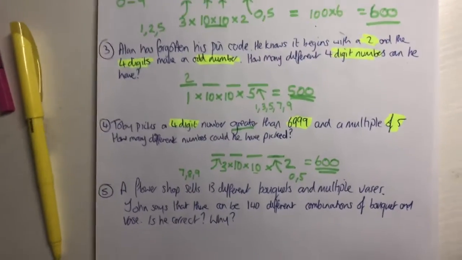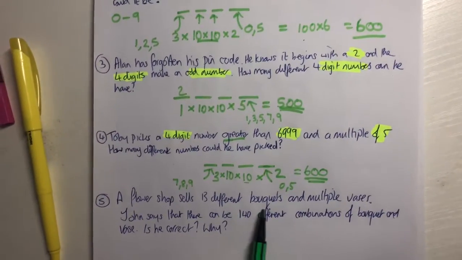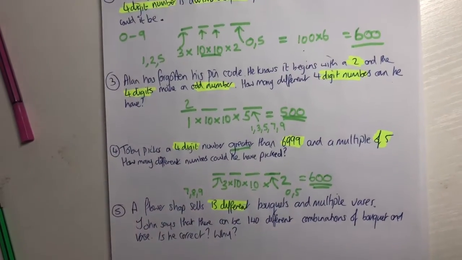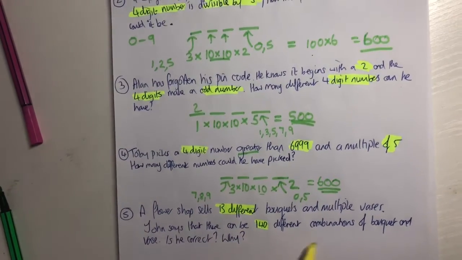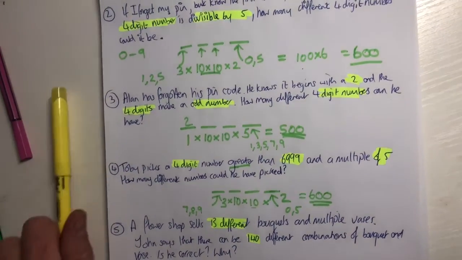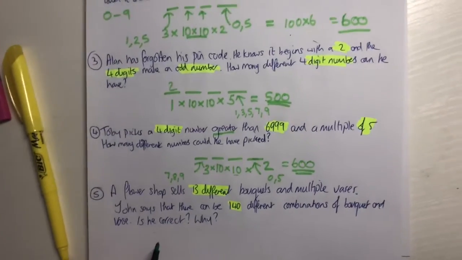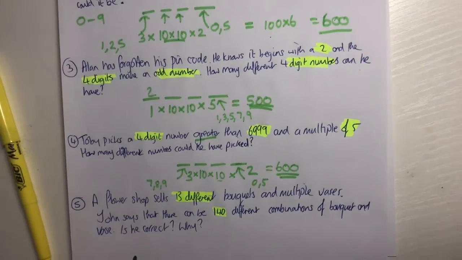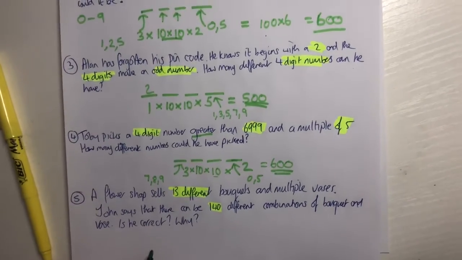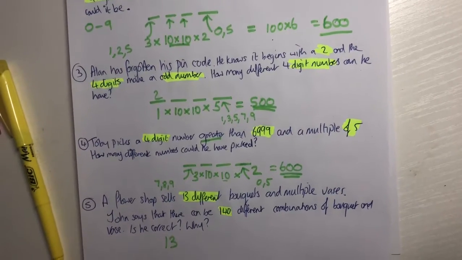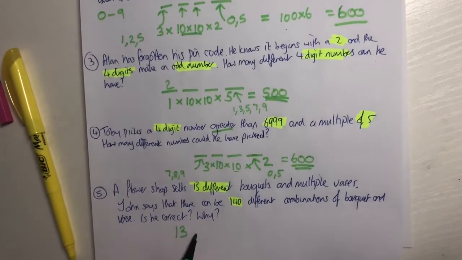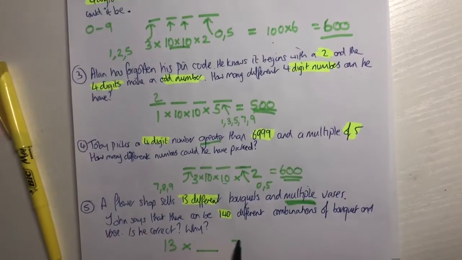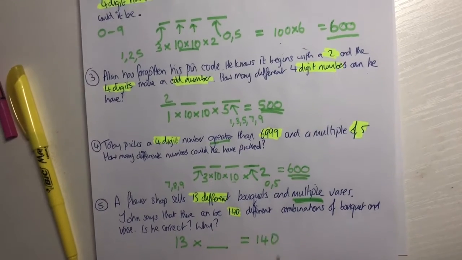Okay, and finally, now a flower shop sells 13 different bouquets and multiple vases. John says that there can be 140 different combinations of bouquet and vase. Is he correct? Why? Okay, so this is a typical GCSE type question, probably halfway into a higher paper, so around about a grade 7. So 13 different bouquets, times something. It says you don't know how many vases there are, and that has to equal 140.